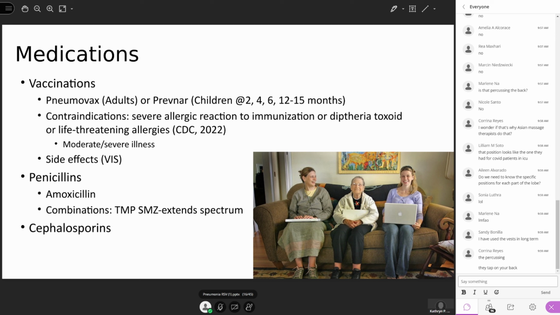So contraindications: severe allergic reactions to the immunization, or the DTaP, the diphtheria toxoid vaccine. Again, I learned something new. And if they have moderate or severe illness. We talked about this last week when we talked about the other vaccines. It's got to be a pretty severe illness not to get vaccinated. So with cold symptomatology, the provider is going to say, let's still get you vaccinated.